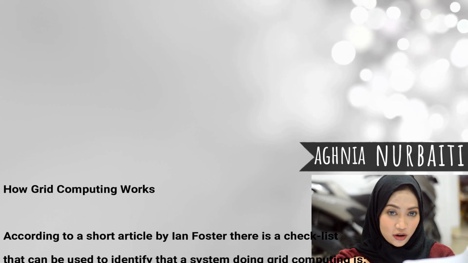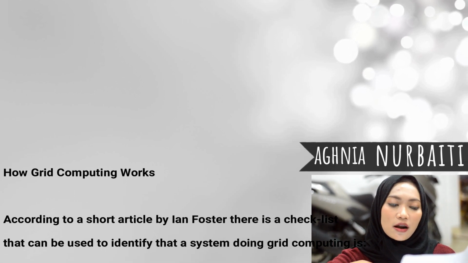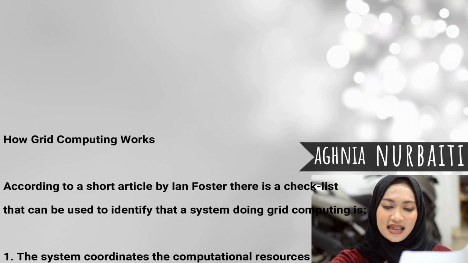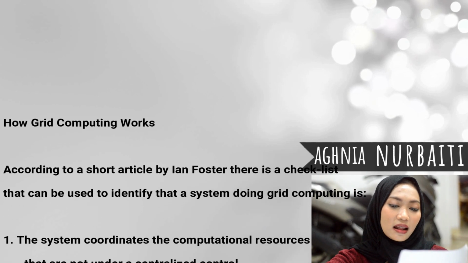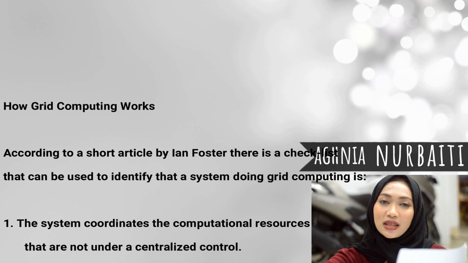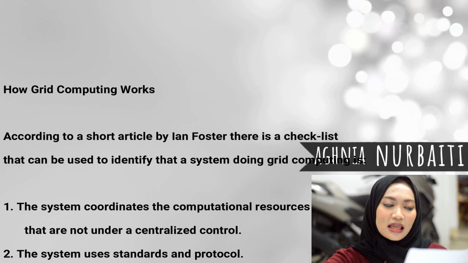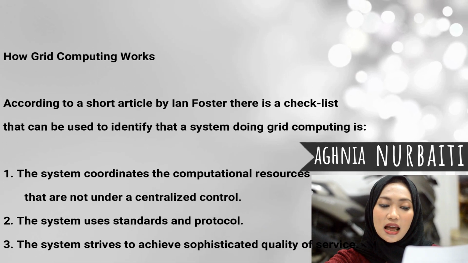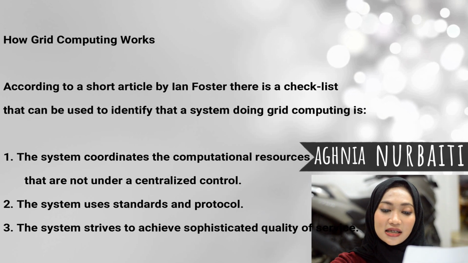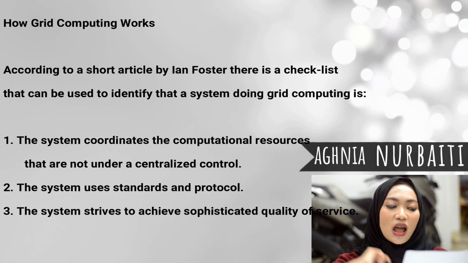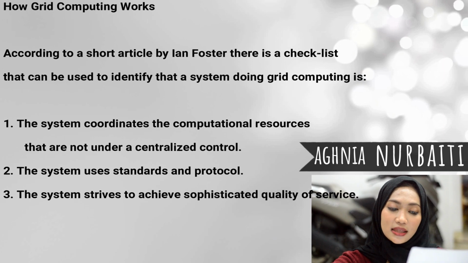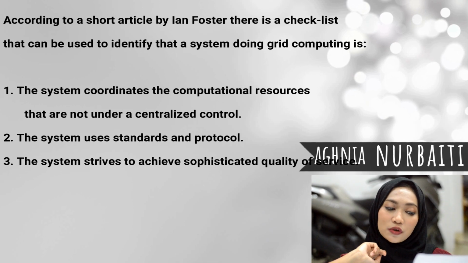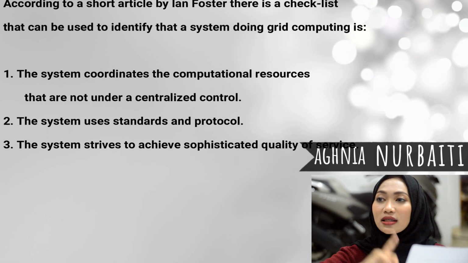How does grid computing work? According to a short article by Ian Foster, there is a checklist that can be used to identify that a system is doing grid computing. First, the system coordinates computational resources that are not under a centralized administrative domain. If the resources are under centralized control, then the computation cannot be said to be grid computing.